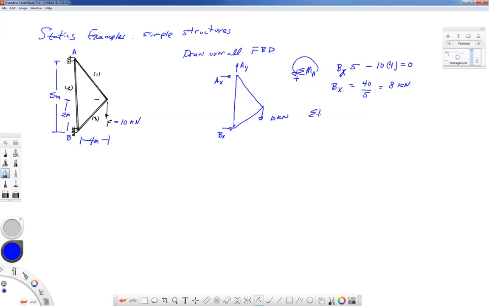If I wanted to find the reactions at A, I can do the summation of forces in the X direction. I will have AX plus BX equal to 0. Since I already know BX is equal to 8, AX is going to be equal to minus 8 kilonewtons. And then the summation of forces in the Y direction, it's pretty straightforward. We have AY minus 10 is equal to 0. AY is equal to 10 kilonewtons.